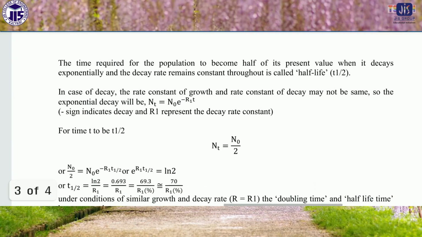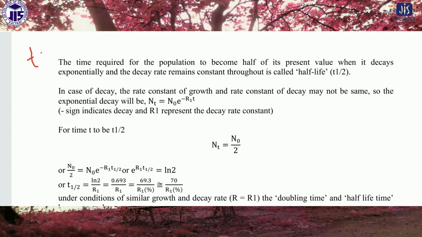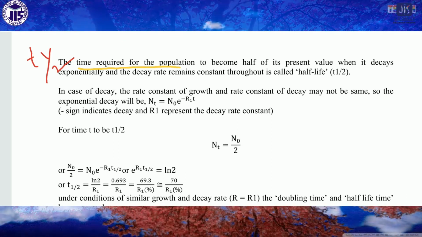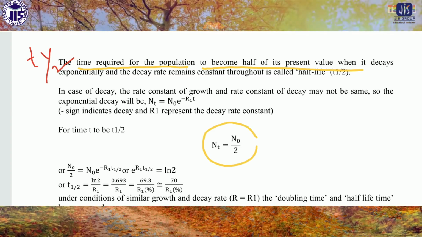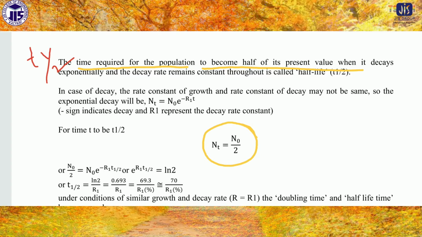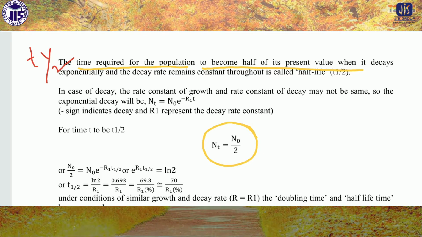Okay, so the half-life time of population is generally expressed by T half. It is the time required when the population will be half with respect to the initial population. That means if the initial population is n0, the final population, nt, will be n0 by 2.